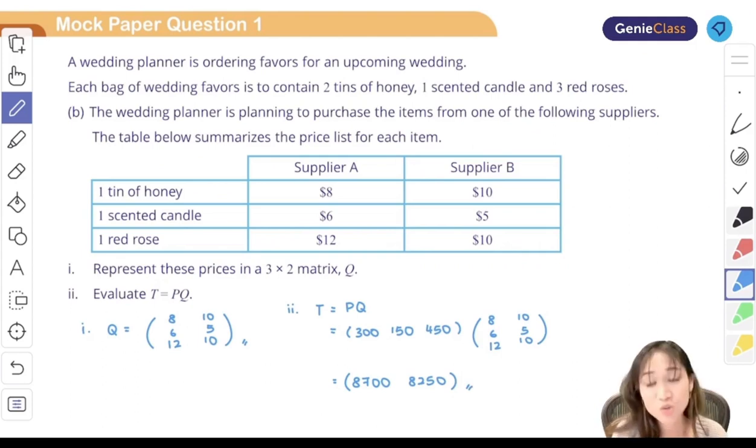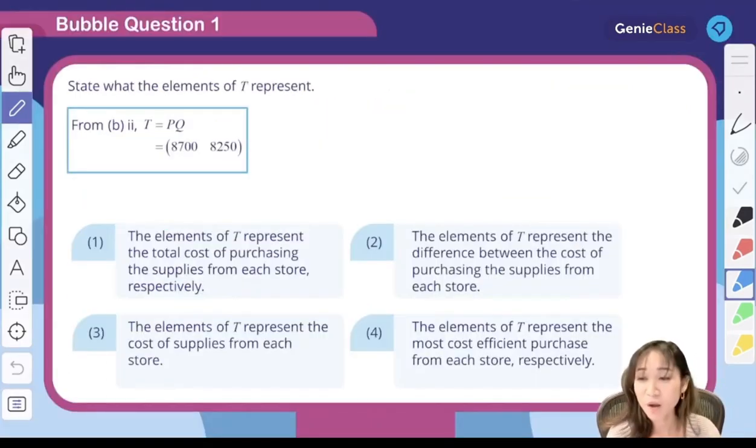Anyone not sure how I got this matrix? Anyone? Okay, if no questions, very good job. Then over here, bubble question 1, state what the elements of matrix T represent. I want you guys to think about it, read through the 4 statements and choose which one you think explains best. You have 1 minute, your time starts now.